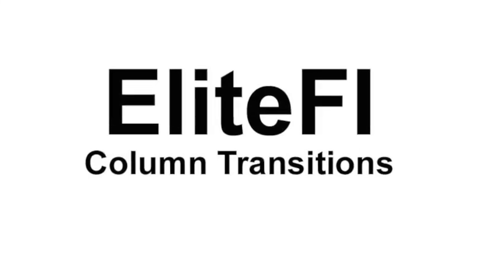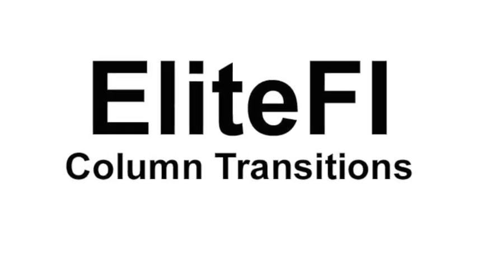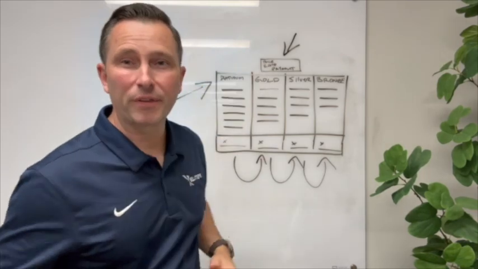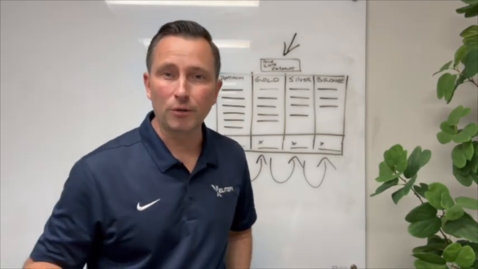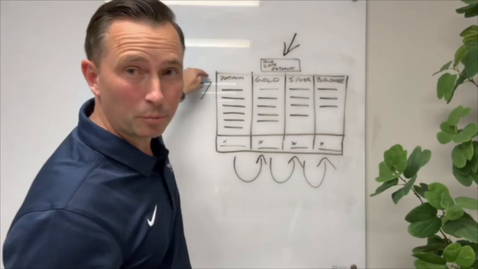So now we're going to focus on column transitions. Now here's how it goes. So we just talked about how we verify the information with the customer. Here are the figures that you've already agreed to. From there, we go right into, by choosing the platinum package, right?